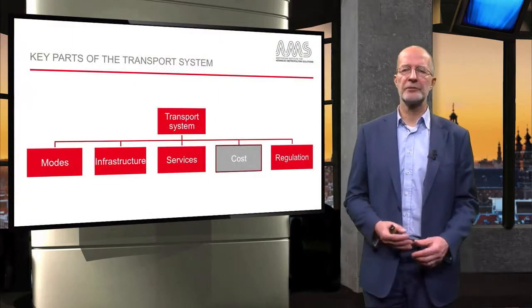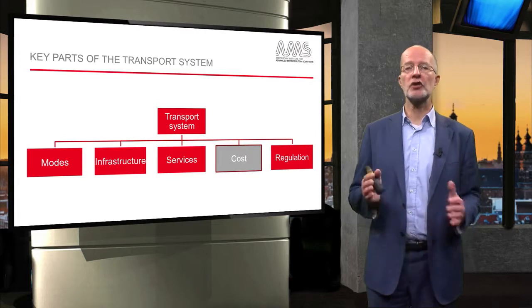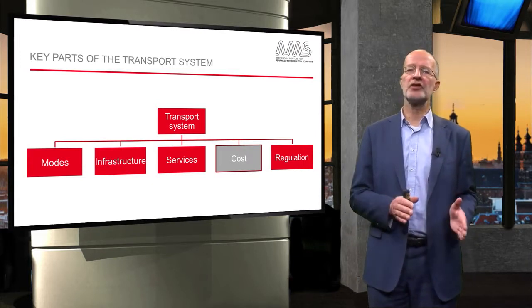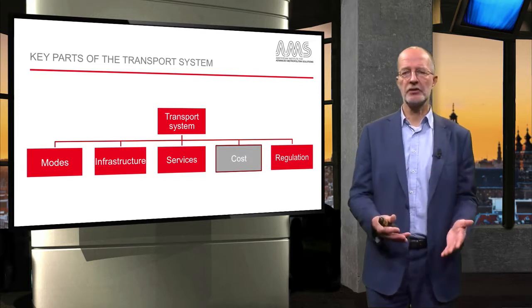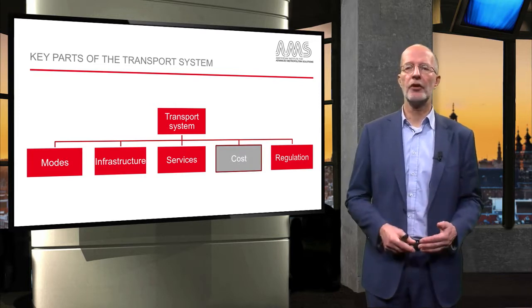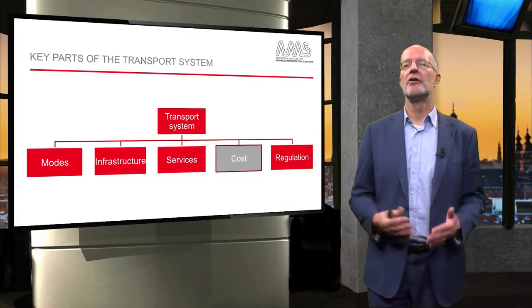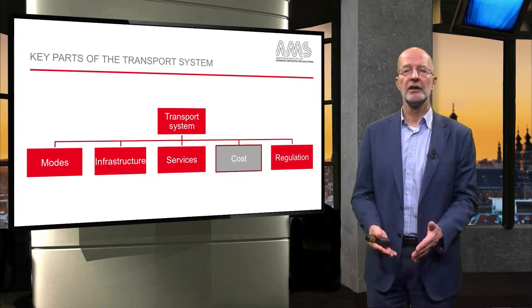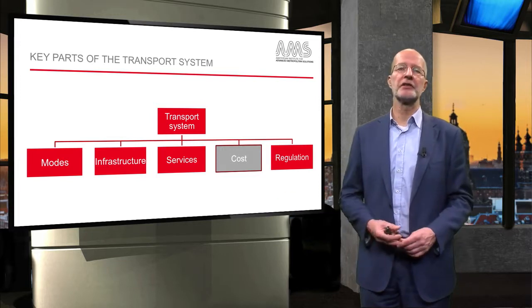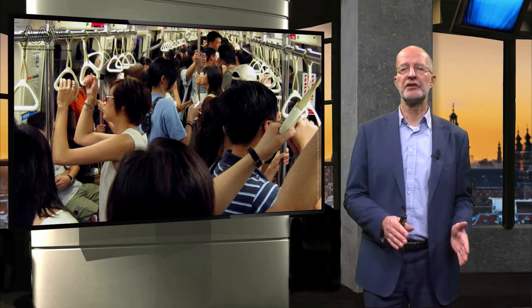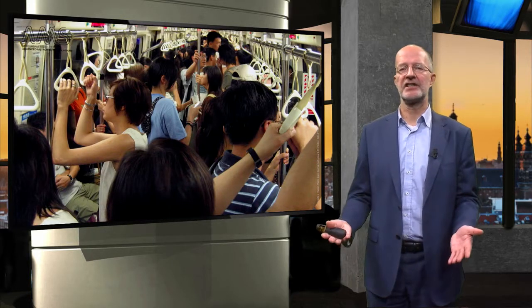Another part of the transport system includes the costs to make use of that system. Costs firstly relate to monetary costs one has to pay for example, a bike, a car, fuel, parking, or for traveling by public transport. Costs also include the time needed to travel and the effort it takes.